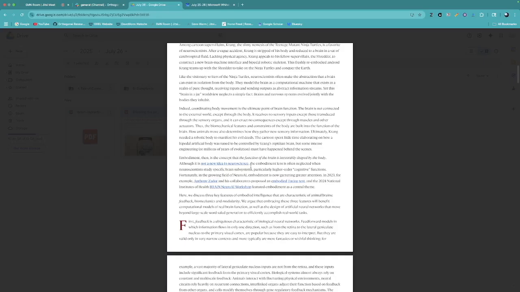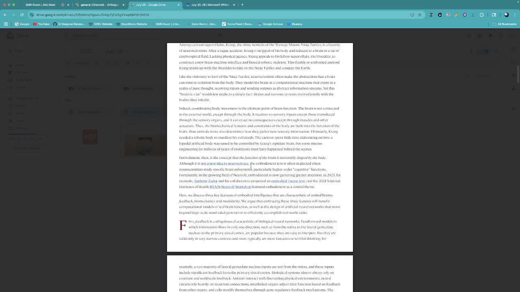So it's interesting that when you reduce it to that, the coordination of movement through the environment, it becomes clear that we have to have an embodied model of brain function. The brain is not connected to the external world except through the body. It receives no sensory inputs except those transduced through sensory organs, and it can enact no consequences except through muscles and other actuators. Thus, the biomechanical features and constraints of the body are built into the function of the brain. How animals move also determines how they gather new sensory information.